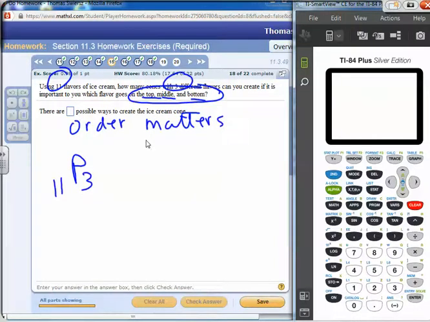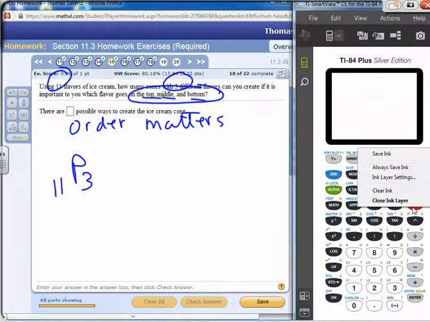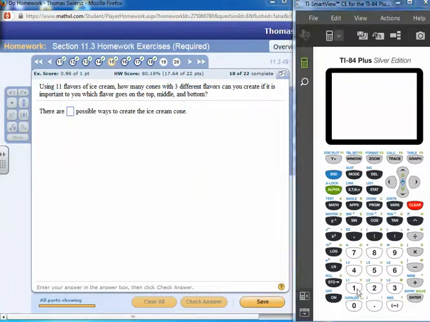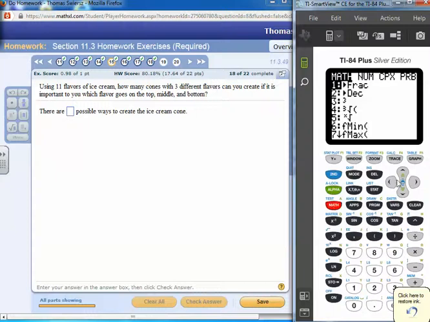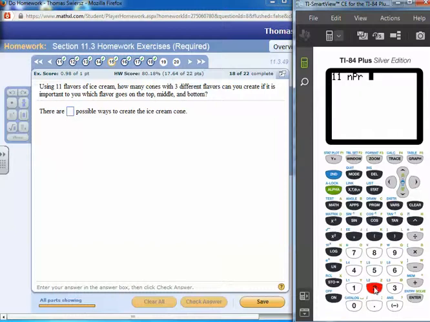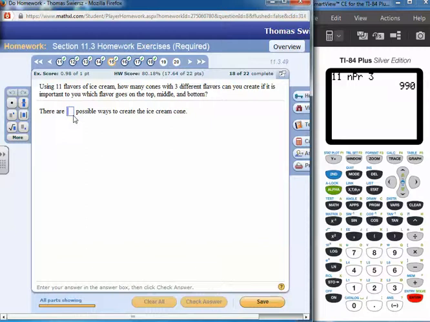That is 11 permutations of 11 objects taken 3 at a time. Again, the calculator will do the computations for us. We put in the total number 11, hit math, and go over to highlight PRB, probability. Permutation is number 2, so we just hit number 2, and then we're selecting 3 flavors, and our answer is 990.